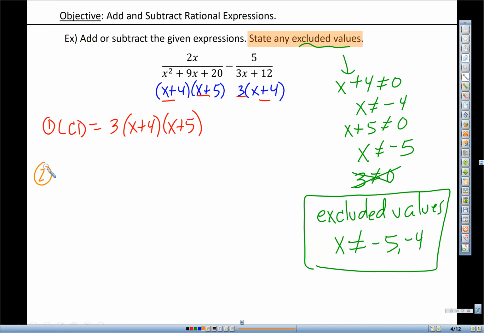So now I'm going to alter the structure of my problem so that my denominators become the common denominators. So I have my 2x, and I'm going to use the factored form of its denominator.